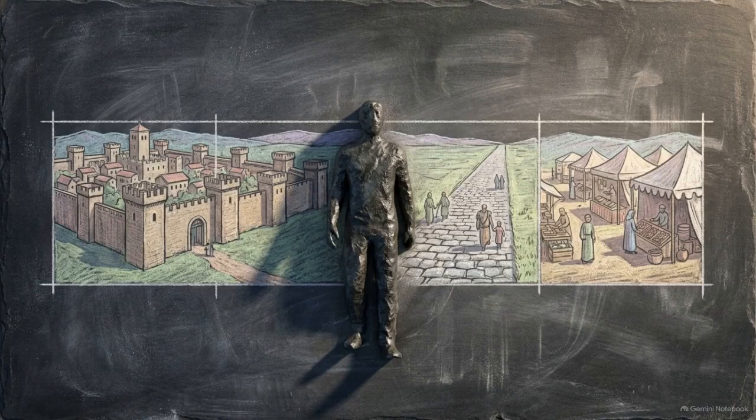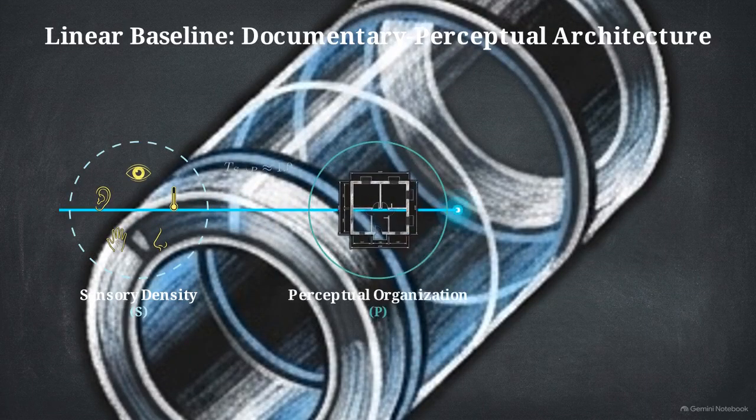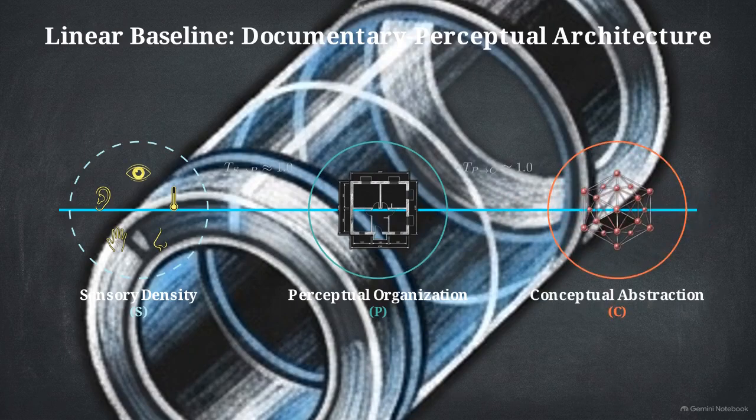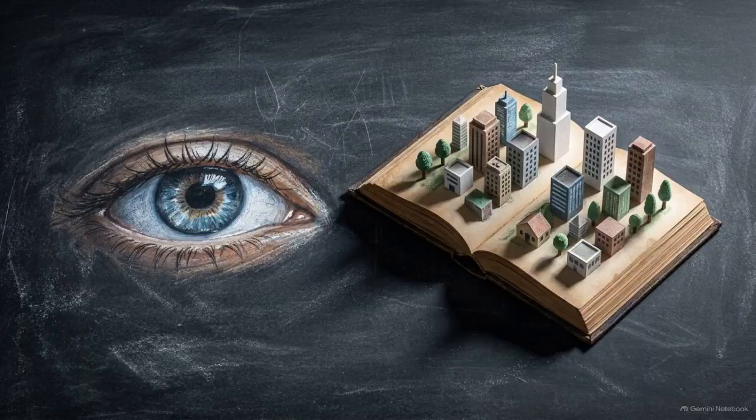External environments change rapidly, cities, roads, markets, while the observer remains a stable presence linking them together. The processing trajectory flows cleanly in one direction. Sensation feeds perception, which feeds concept. This makes the text an ideal baseline. It represents an architecture built entirely around the continuity of the observed world.